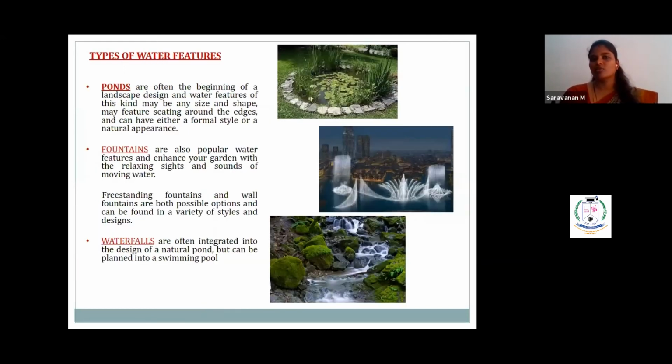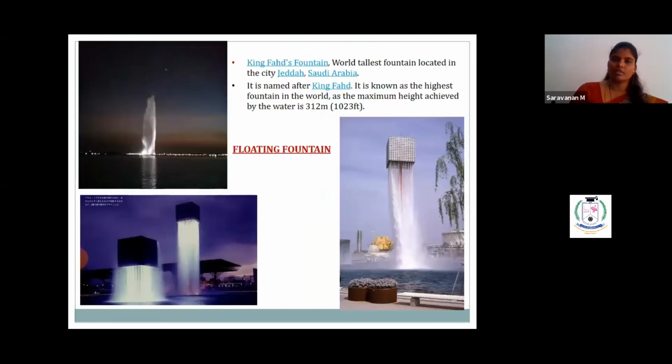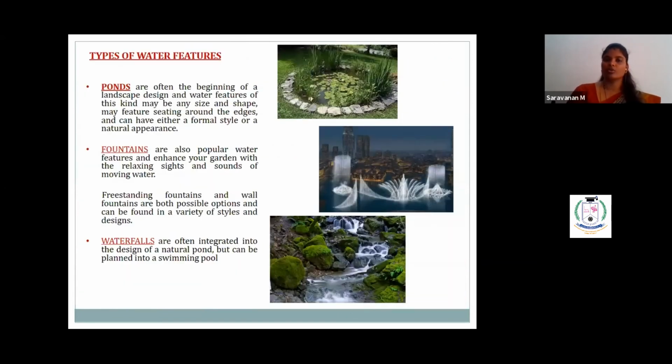The next one, when it comes to what kind of water features, we have ponds, fountains, waterfalls, cascades. When you come to pond, I know all of you know what a pond is. The pond can be of any size or shape, and it can be of a formal or a natural appearance. And fountains are the water feature which enhances our gardens with sounds and moving water. Freestanding fountains and wall fountains are both possible options, and they can be found in a variety of styles and designs.